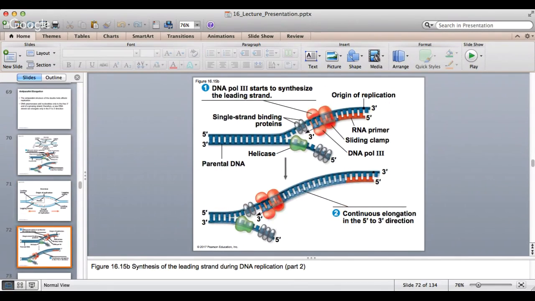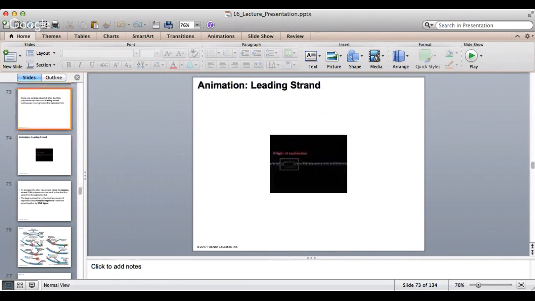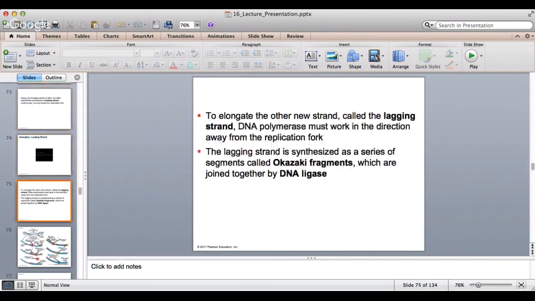That's your lagging strand. So what we need to look at is our lagging strand. The leading strand is the one that we can just find the 3' end, start at our 5' end and work 5' to 3', but not both strands are going to work like that. The one that goes the opposite direction is called our lagging strand. This time DNA polymerase must work in the opposite direction, away from the replication fork. So we're kind of going uphill this time, you guys.